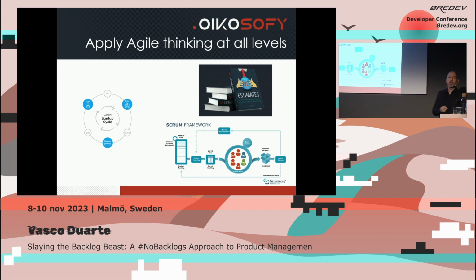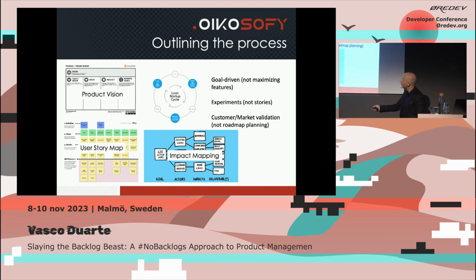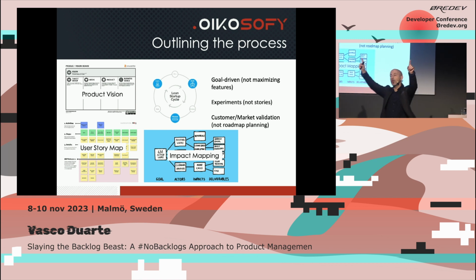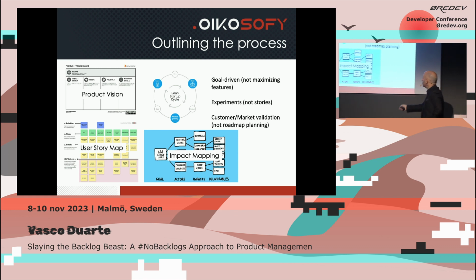So what I'm asking you to do is to apply Agile at all levels. Here's what I do. Always start with a product vision. Use the user story map to keep the long-term perspective on what we are doing and always fit new ideas into the context that they belong to. Use impact mapping to discover the goal for each of the releases before you plan the actual release. So goal-driven, not maximizing features. Use Lean Startup to run experiments. That's a thinking and process model, Lean Startup. And then do customer and market validation, not roadmap planning.